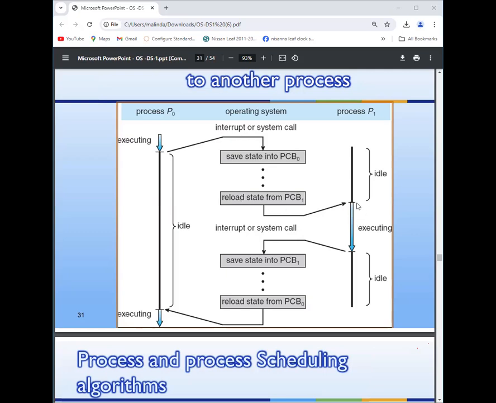When that second process has been running for some time and its CPU time is over, then it has to stop. So its current state is saved onto its PCB and the time is handed back to the CPU. Then the CPU will load the next one, which is process P0, and it reloads the state from PCB0, which is saved here, and it will run for that time. So you are just switching. When you are switching, you save the current state.